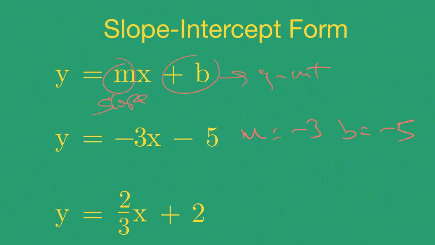How about the next one? Y equals 2/3 x plus 2. Which one is the slope? 2/3. Y-intercept? 2. We need to be able to do this. If you are given an equation in slope-intercept form, one, we need to recognize that, y equals. We've got to be able to take that slope and that y-intercept and identify them out of that equation.